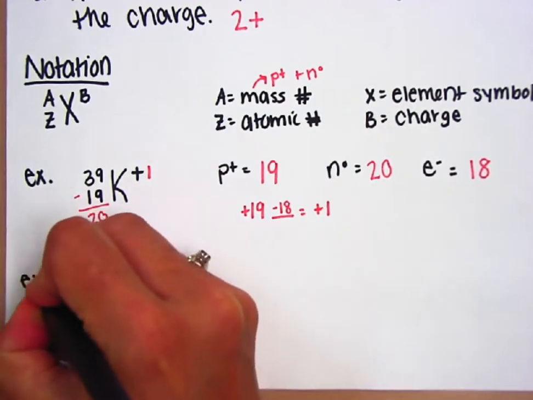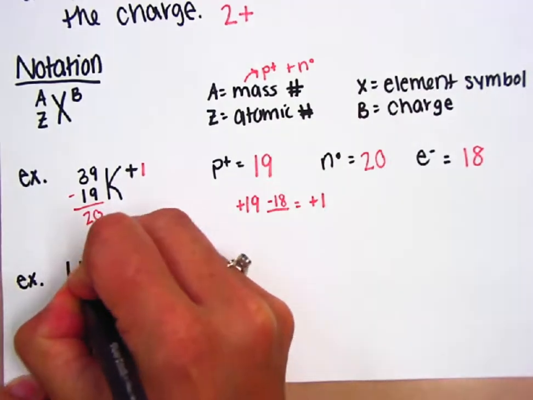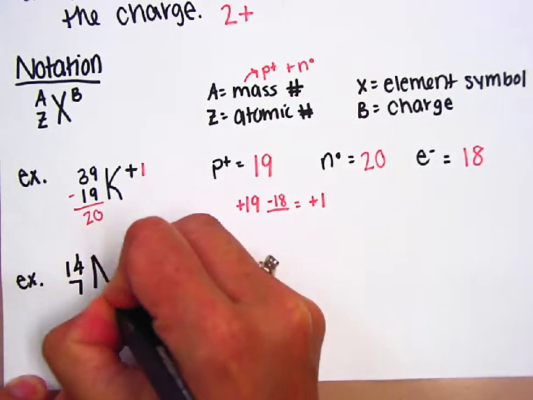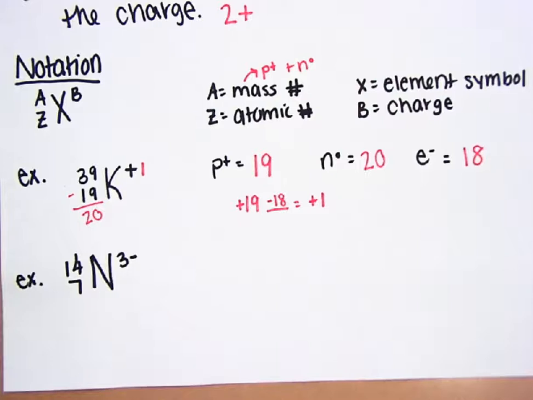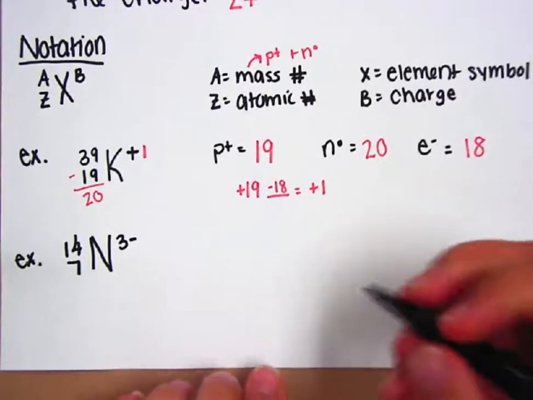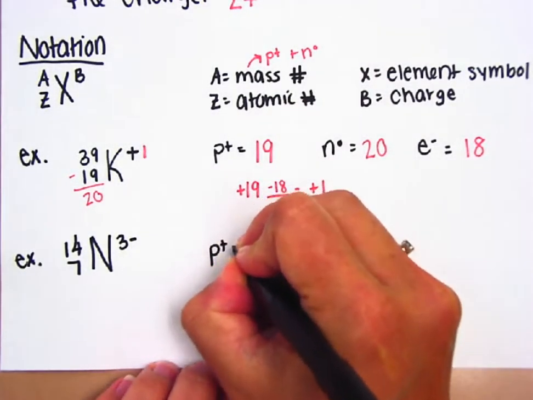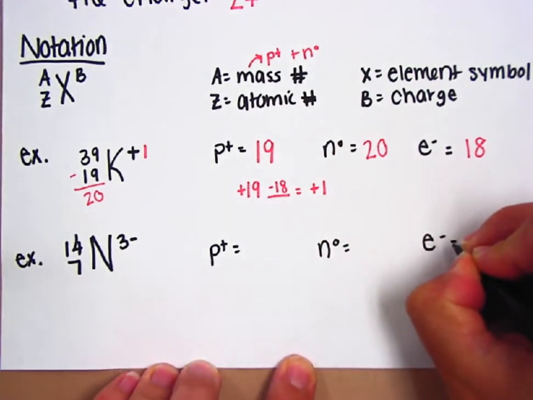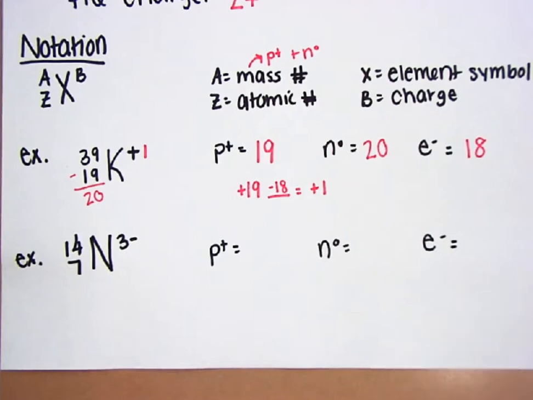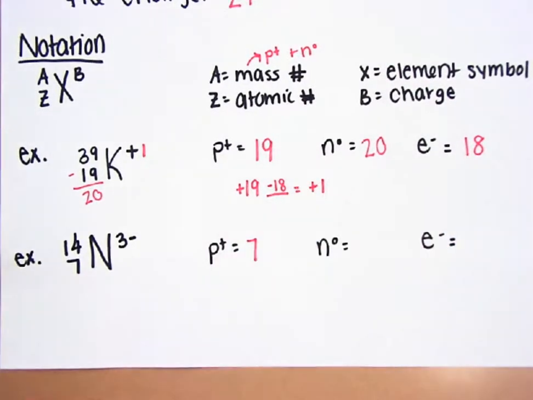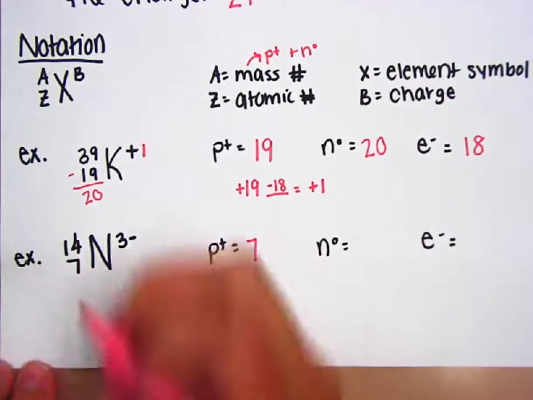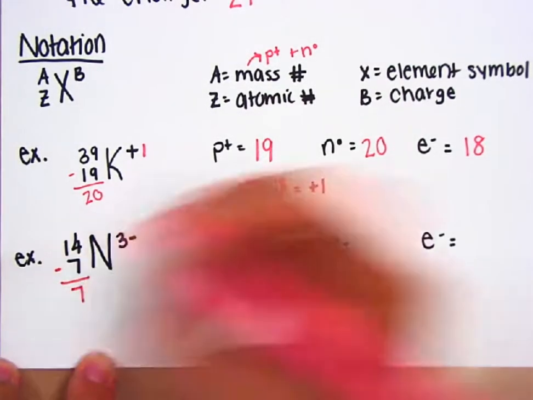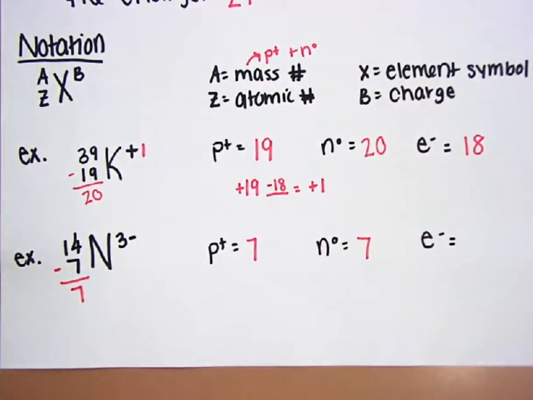Let's try one more using this notation system. Let's say we had this nitrogen anion. And again, we want to determine the number of protons, the number of neutrons, and the number of electrons. Again, the number of protons is equal to the atomic number. The atomic number is the number in the lower left, so I would have 7 protons. If I take my mass number of 14, subtract out my 7 protons, that gives me 7 neutrons.